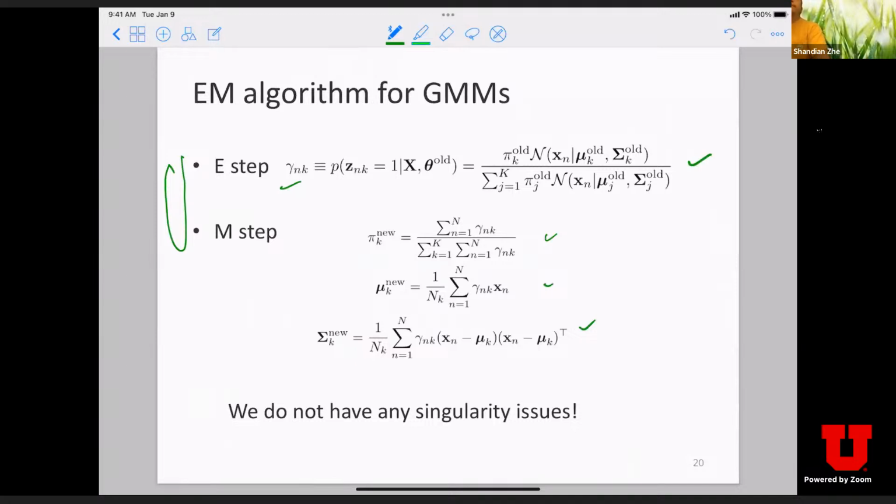Any questions so far? It's fairly straightforward, right? And I want to point out that by doing this, we can effectively prevent the singularity issue. Why?